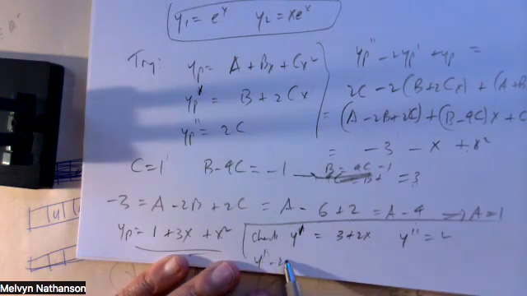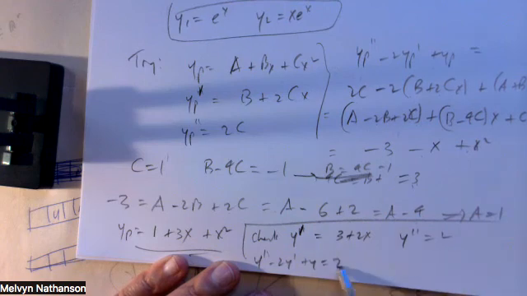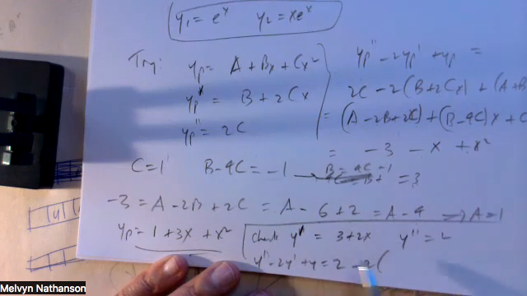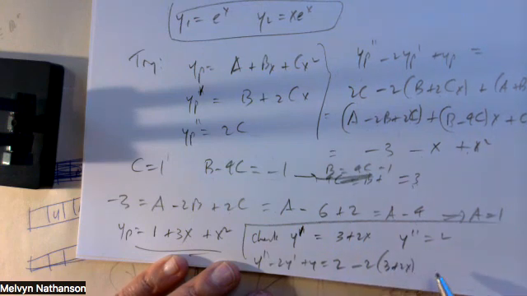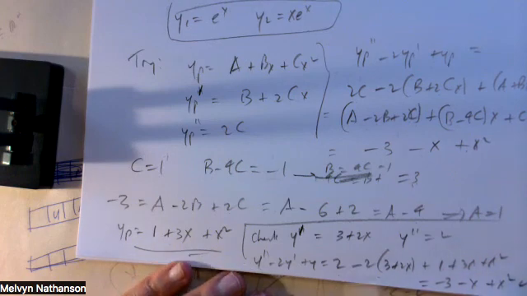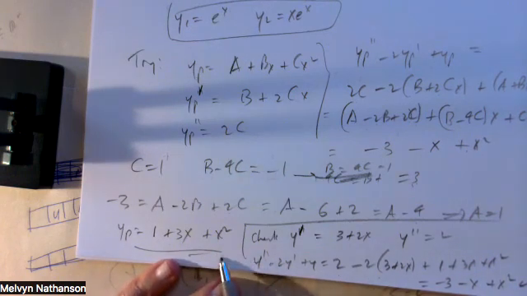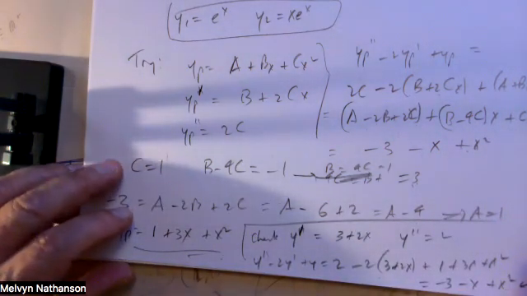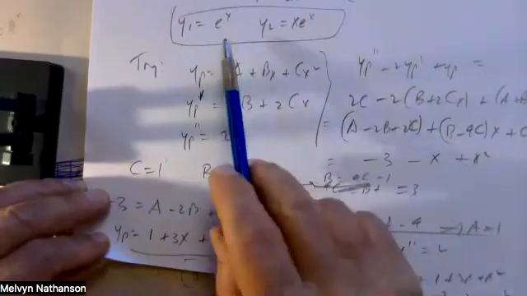So Y double prime minus 2Y prime plus Y is 2 minus 2 times (3 plus 2X) plus Y, which is 1 plus 3X plus X squared. This is 2 minus 6 plus 1. That's minus 3. Minus 4X plus 3X is minus X, plus X squared. So this checks. So this is a particular solution. And my general solution for this differential equation is this plus any linear combination of these two functions.